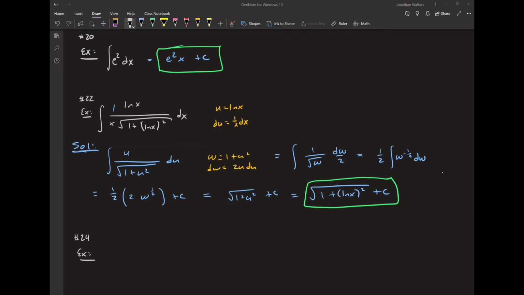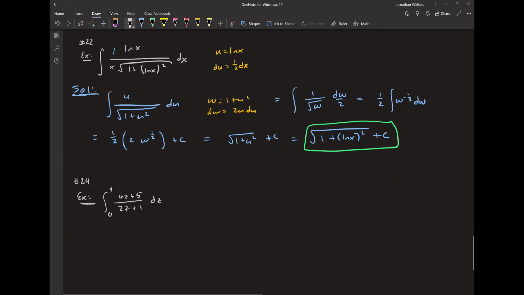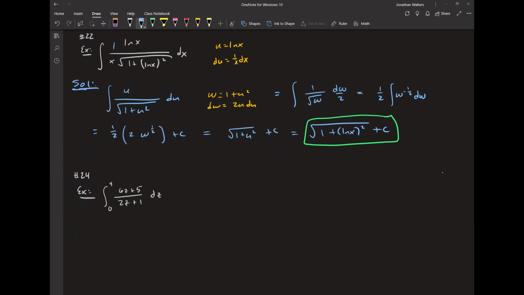All right, integral 0 to 4, 6z plus 5 over 2z plus 1 dz. So I got a couple of approaches I could take with this one. I could do the little trick, but it's a little tricky, or I could do just the regular rational function strategy. So I have a rational function.